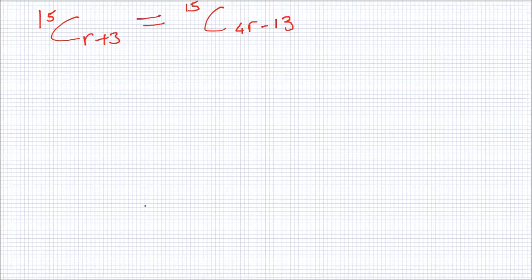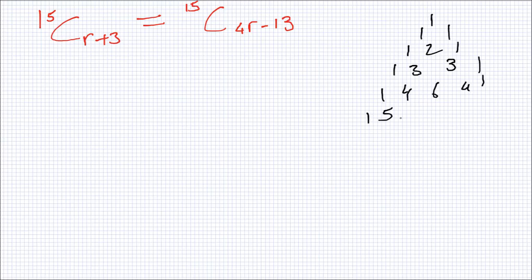So we have Pascal's triangle: 1; 1, 1; 1, 2, 1; 1, 3, 3, 1; 1, 4, 6, 4, 1; 1, 5, 10, 10, 5, 1. Another way to make this triangle is by using the C function on the calculator.